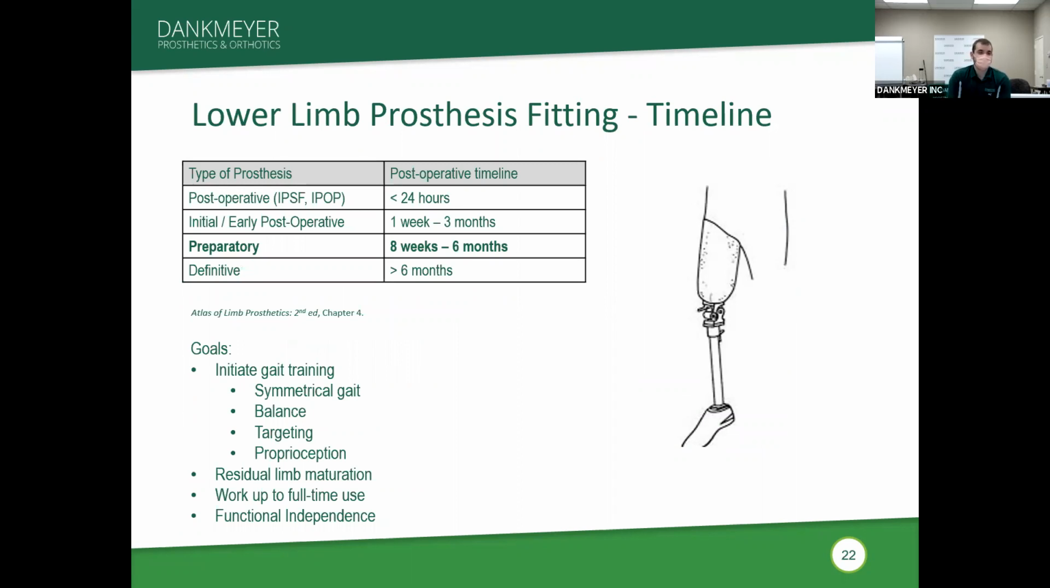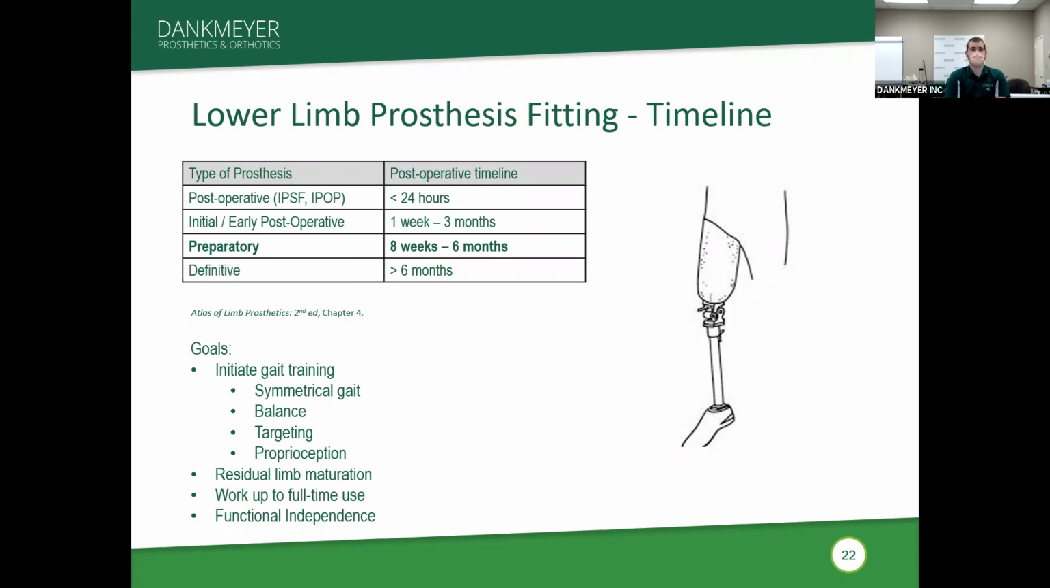So after we've moved past the initial healing stages, and the patient's residual limb is ready for a prosthesis, we'll typically start with a preparatory prosthesis. That's typically simple, lightweight plastic with simple components, a simple knee and simple foot, something that's stable and easy to initiate gait training with.